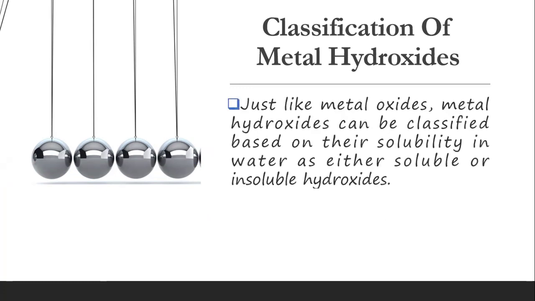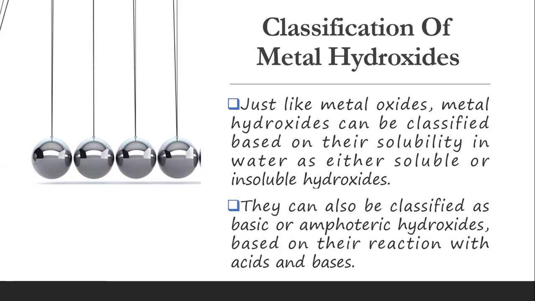Just like the metal oxides, as we talked before, the metal hydroxides can also be classified based on solubility in water as either soluble or insoluble hydroxides. That's the first way of classification. They can also be classified as basic or amphoteric hydroxides based on their reaction with acids and bases. So this is the other way, where you classify them based on the reaction with acids and bases, specifying the basic hydroxides and the amphoteric hydroxides.